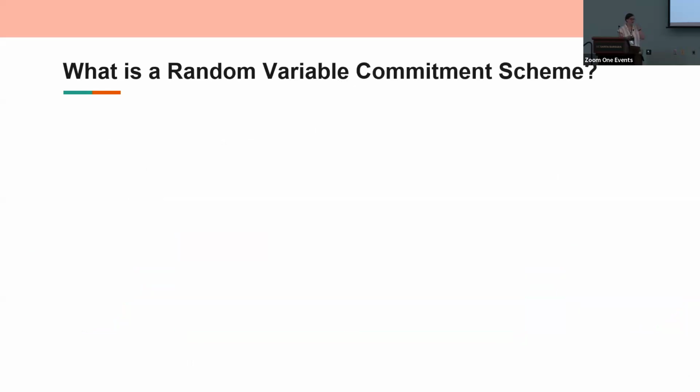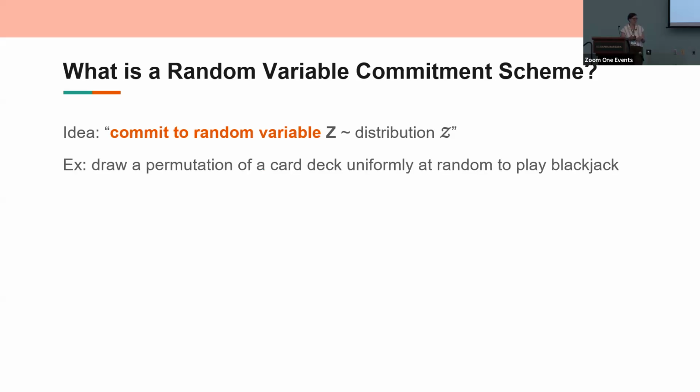So before I go to the construction, there's one more ingredient that we need, which is something that we call a random variable commitment scheme. The idea is that we want to be able to commit to a random variable that's drawn from a particular distribution without revealing what the value of that random variable is. For instance, we can think of drawing a permutation of a card deck uniformly at random in order to play a card game. We have a dealer and player who are shuffling the deck together.